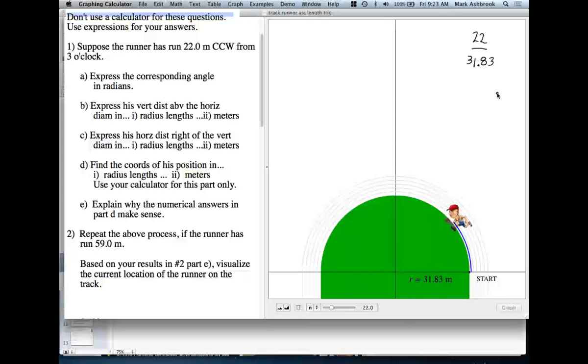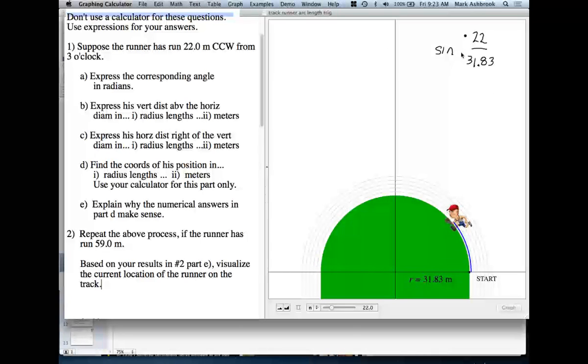Do that. Yeah, as soon as you see vertical distance above horizontal diameter, you immediately think that that's what? That's the sine. And what's the input into sine? The angle measure, right? And that's what we just found. So we've got our input, and to get the vertical distance, the sine, we need the output of sine when the input is that angle. Okay, so that's the answer to B1.